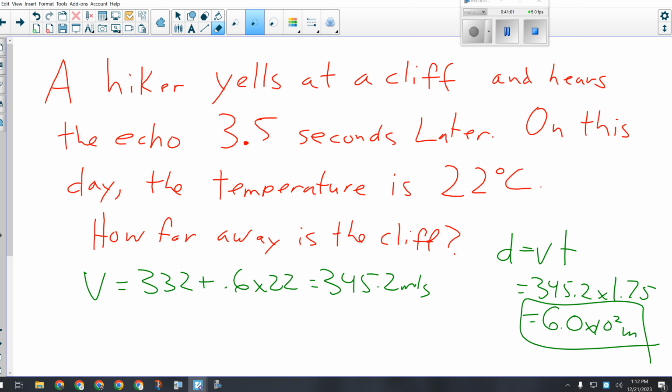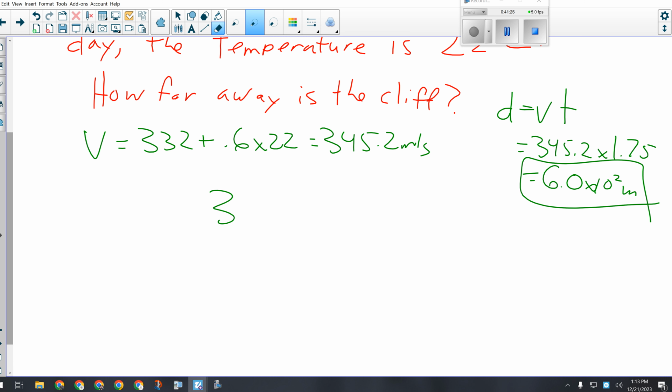How fast does light travel? At the speed of light, which is one of the constants on the back of your sheet. So if you have any type of light wave, radio, electromagnetic, microwave, infrared, any of those kinds of things, you are being told that the speed of those waves is 3.0 times 10 to the 8 meters per second. That is the speed of light.